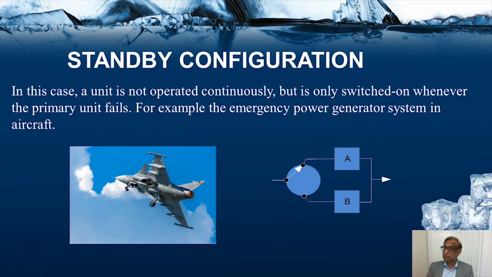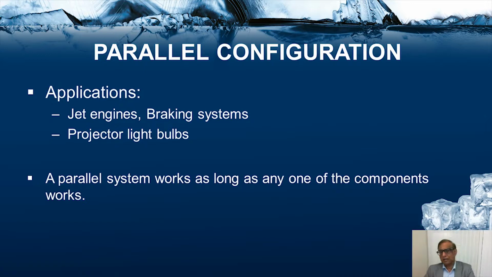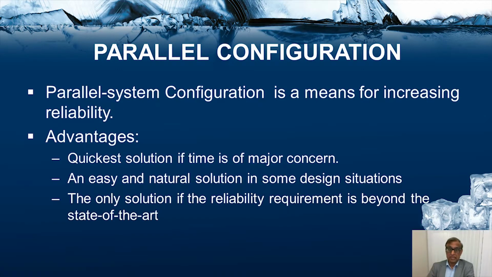So warm parallel is used in electronics where there is no wear and tear, whereas the standby configuration, also cold parallel, is used in mechanical systems. Such applications include aviation, jet engines, braking systems, and projector light bulbs. Like if I'm presenting something and the light bulb goes, it creates a problem. So often people use light bulbs in parallel. Both bulbs are working and you don't notice it. And a parallel summary: a parallel system works as long as one of the components works. Also, parallel systems are used in design very often to increase the reliability of the components, because it is often a fast solution and you don't need to develop new technology for that.